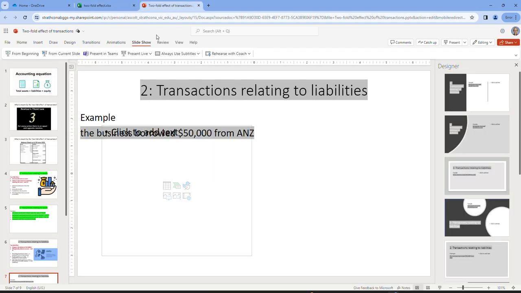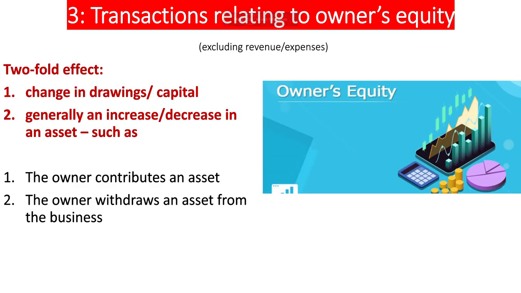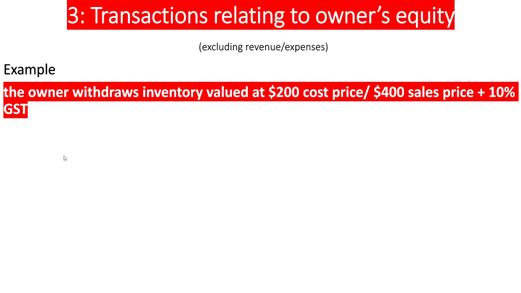Alrighty, let's move to owner's equity. And again, as I said before, in this vid, I'm not worrying about revenue and expenses, just to keep things brief. We're just looking at owners' contributions or withdrawals. And again, this links in with the entity assumption. So an example would be, I've already done a capital contribution. Let's look at the opposite. The owners withdrew some inventory valued at 200 cost. That would be sold for 400 plus the GST component.